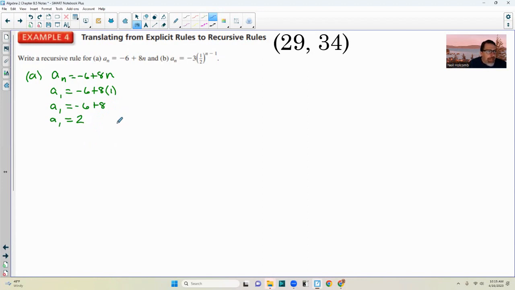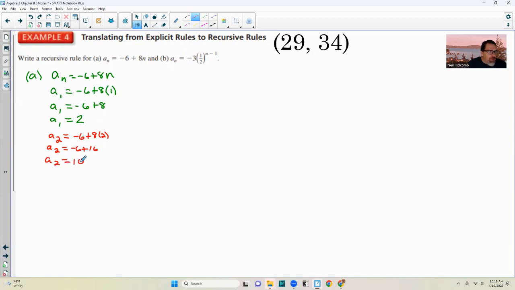All right, and so if I do a sub 2, I'll do a different color. A sub 2 is going to equal -6 plus 8 times 2. So all we're really doing is adding 8 each time. 8 times 2 is 16, 8 times 3 is 24. It's a common difference of 8, but I'll just keep going. So a sub 2 is going to equal -6 plus 16. So a sub 2 is going to equal 10.